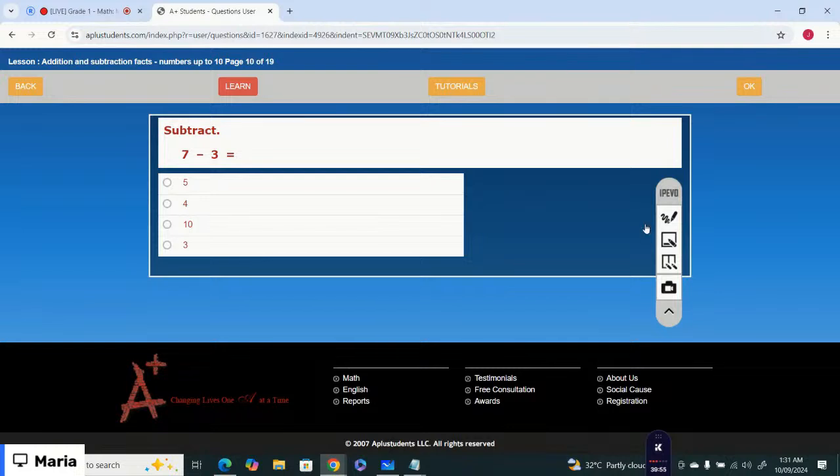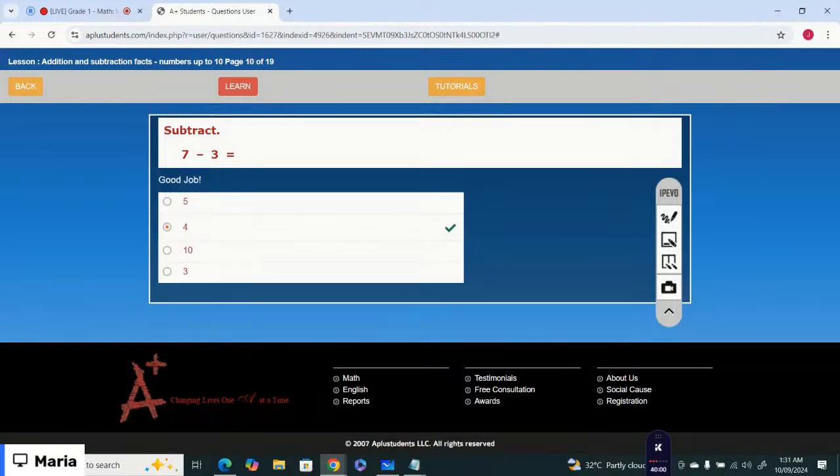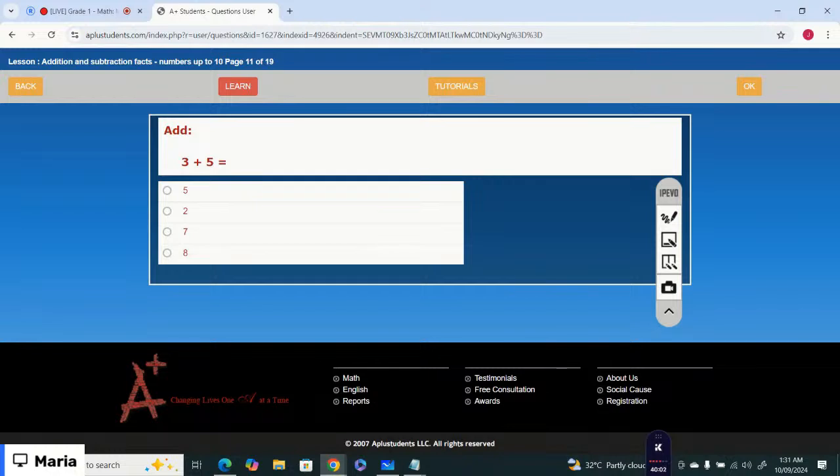Yes, 7 take away 3 is 4. The correct option is 4. Option number 2 is the correct option. The next one is add 3 plus 5. So, which is the correct option?